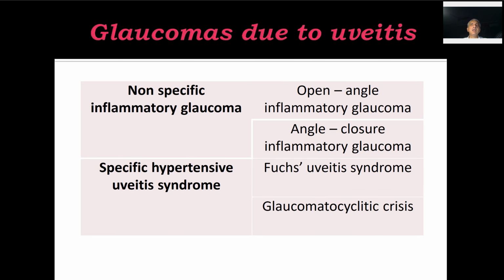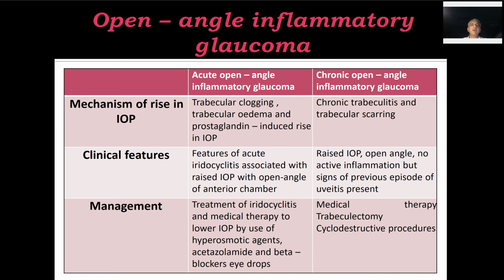We move on to glaucomas secondary to inflammation of the uveal tissue or uveitis, and usually it is anterior uveitis. So either it can be a non-specific inflammatory glaucoma or it can be a specific hypertensive uveitis syndrome. If it's a non-specific inflammatory glaucoma, it can be open angle inflammatory glaucoma or it can be an angle closure inflammatory glaucoma. While there are some specific hypertensive syndromes which include Fuchs uveitis syndrome and glaucomatocyclitic crisis. So those are certain entities which you know, and they have specific patterns.